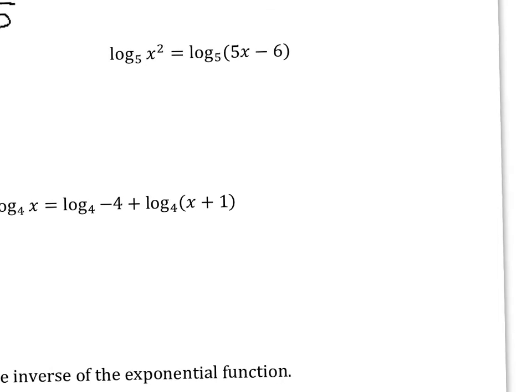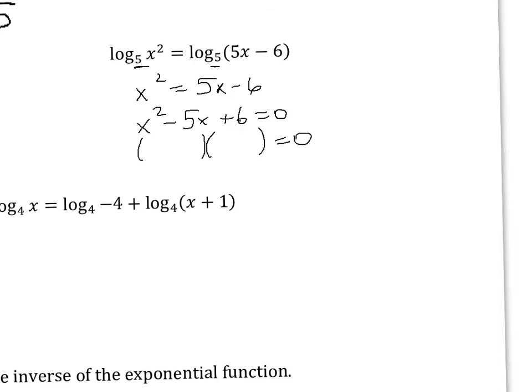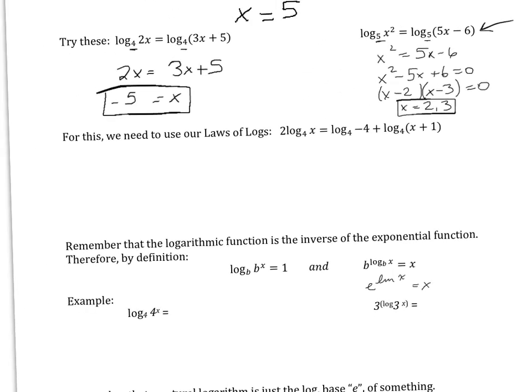Here again with our next one, check for our same base. If so, we can set the logs equal to each other. So x squared equals 5x minus 6. Bringing everything to one side, we get x squared minus 5x plus 6 equals 0. Now we need to factor. So x minus 2 and x minus 3. So x equals positive 2 and positive 3. So there are 2 x's for which this holds true.